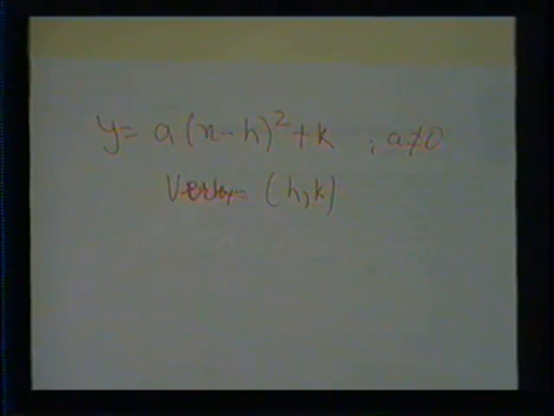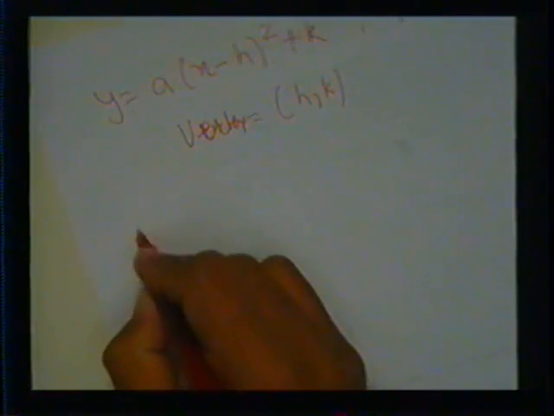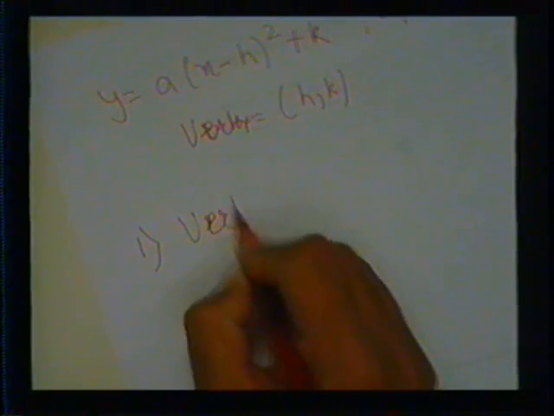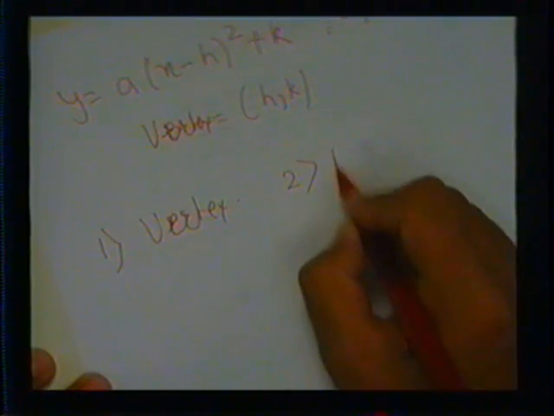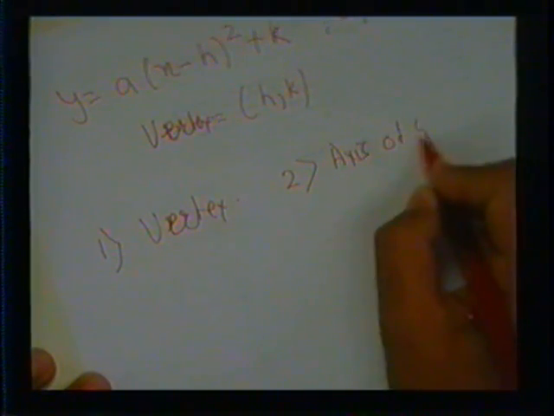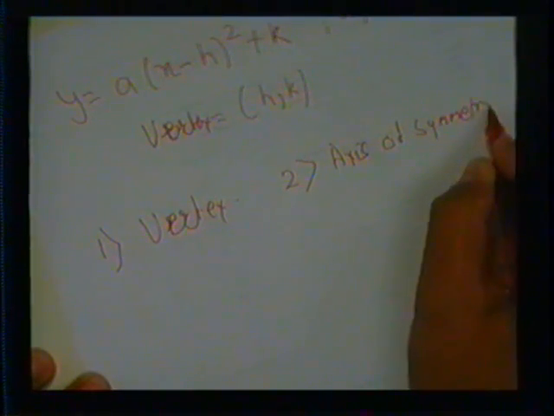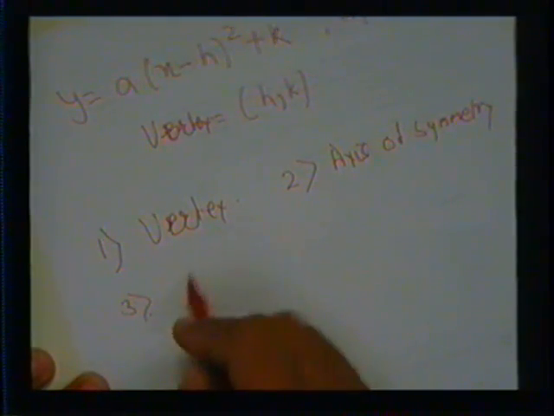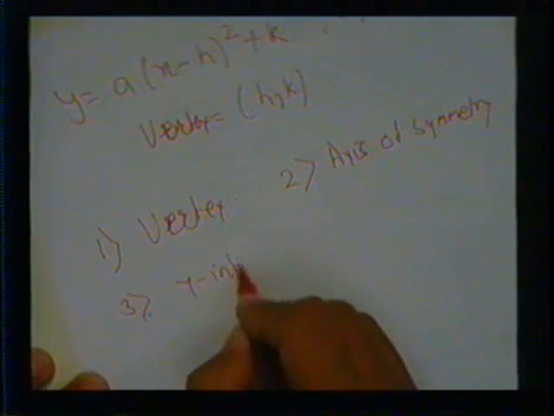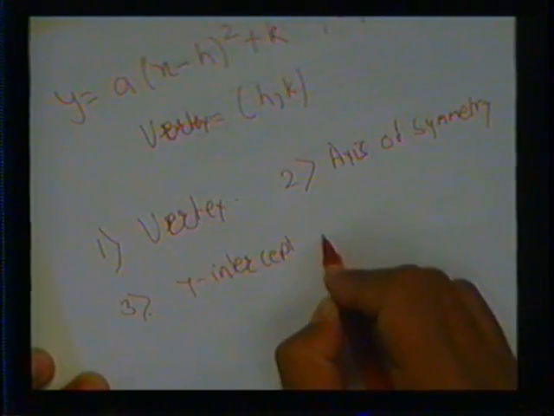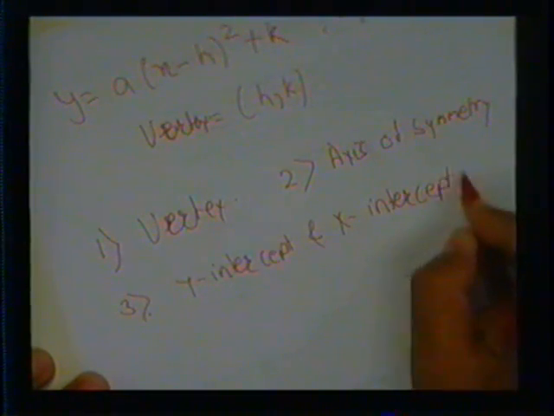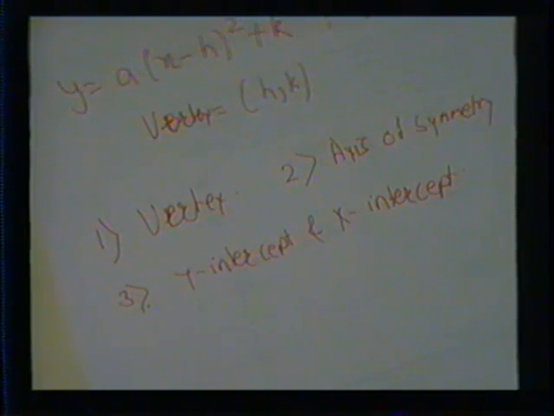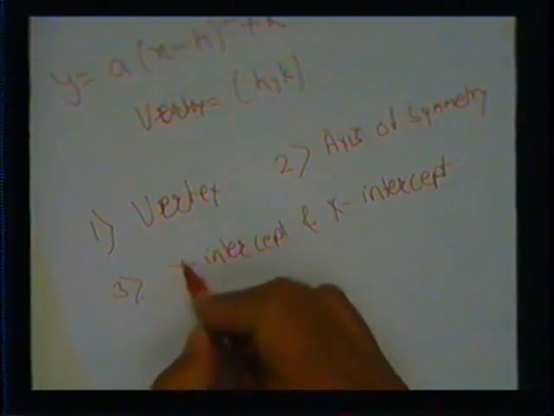So whenever you have a graph, you have to note 3 things. First, its vertex. Then, look for the axis of symmetry. And third, you look for the y and x intercepts. First it's the vertex, then the axis of symmetry, and then the y-axis, I mean intercept.